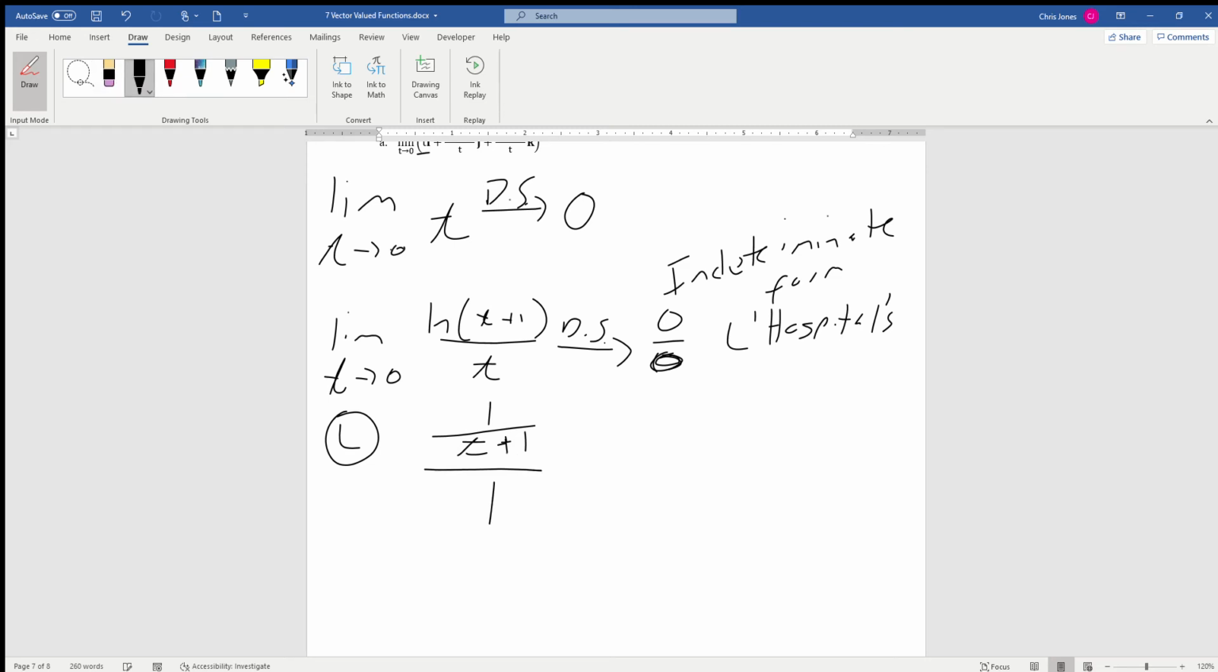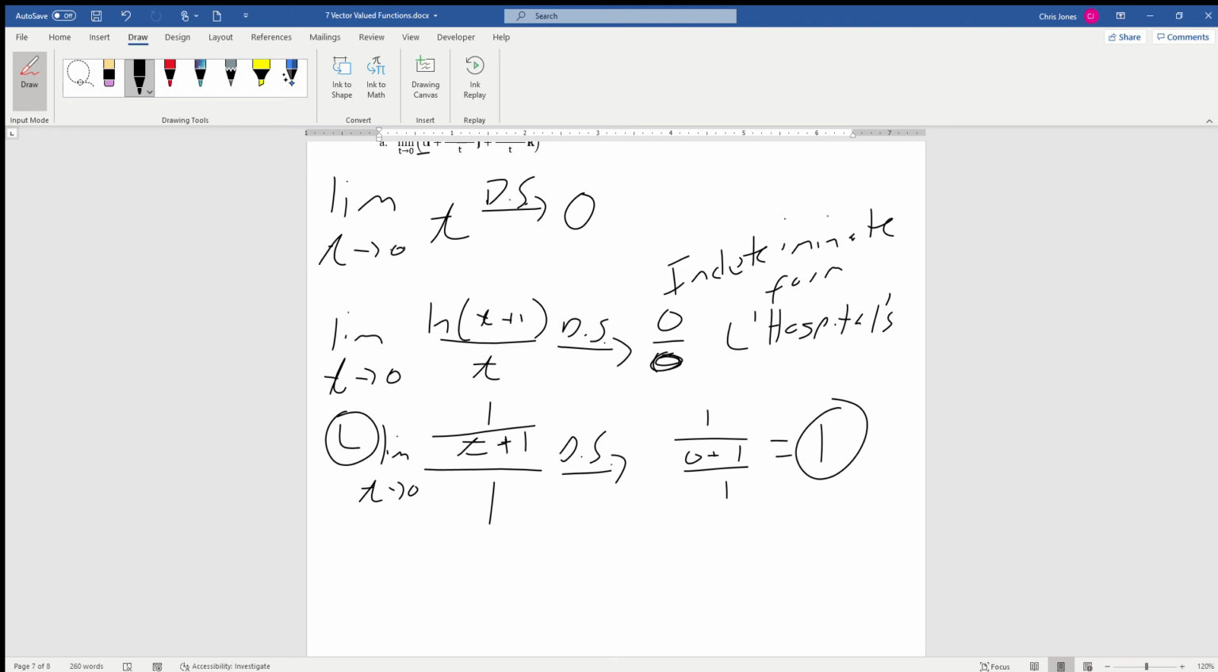And there should be a limit in here, so I'm going to squeeze in lim as t approaches 0. Now we're going to try direct substitution again, and this time we get 1 over (0 + 1) over 1, which is 1. So remember that trick from Calculus 1: if you end up with one of the indeterminate forms, just use L'Hopital's rule.